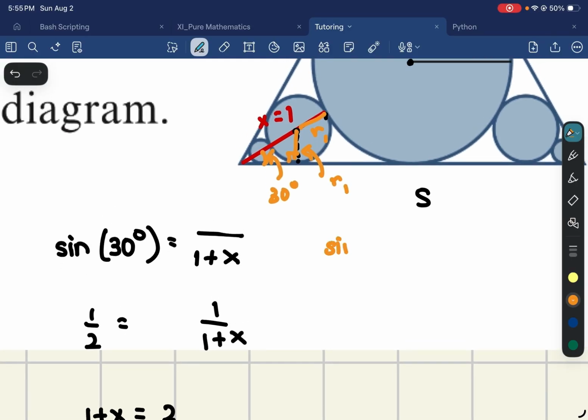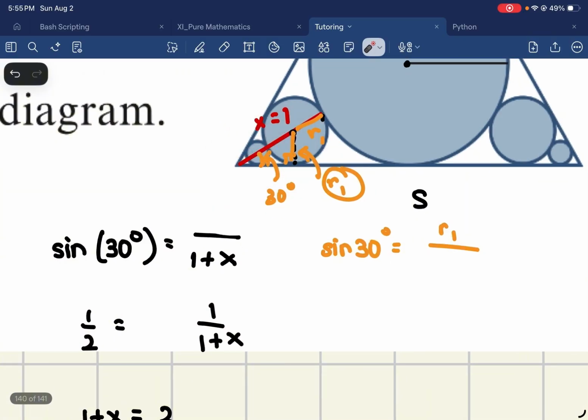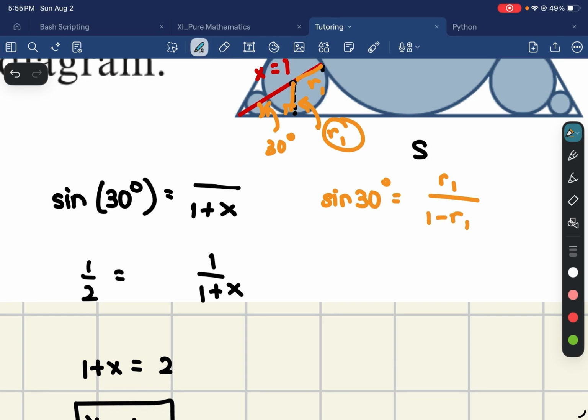So sine of 30 degrees, again, is going to be the opposite, which is R1, divided by the hypotenuse. Now, the hypotenuse is this highlighted section, right? This is R1, this is the angle, this is the hypotenuse. It's not exactly 1, because 1 is this whole thing. So it's going to be 1 minus R1. All right, so R1 divided by 1 minus R1.